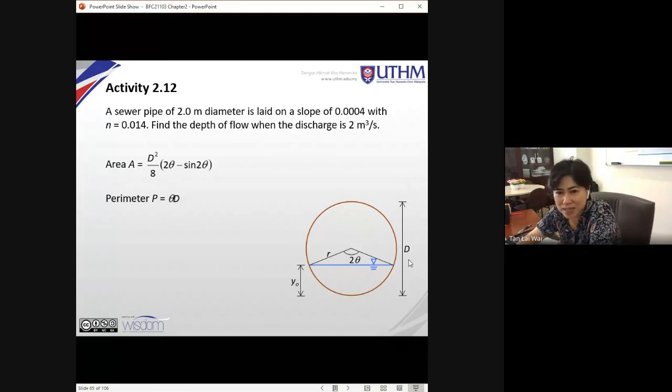Diameter, which is the D, is 2 meters. So half of it will be 1. So your R here, look at this, your R is 1 meter, because the radius of your circular section is half of D. So R is 1 meter.